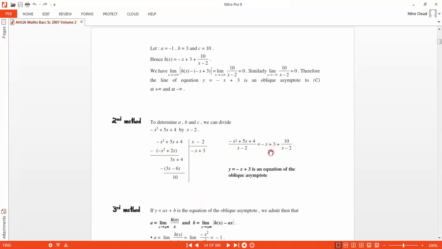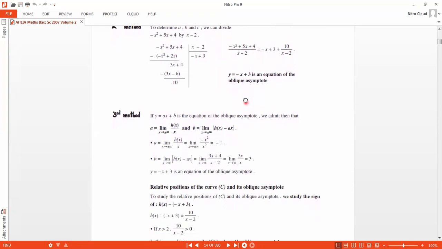Not every time they ask you to find the oblique asymptote. Sometimes they give you the oblique and they ask you to prove that it's an oblique asymptote. But they ask you first to substitute this form of the function in this form, because this form is easier for you to find the oblique, or to prove a center of symmetry. So this form is easier than dealing with this one.